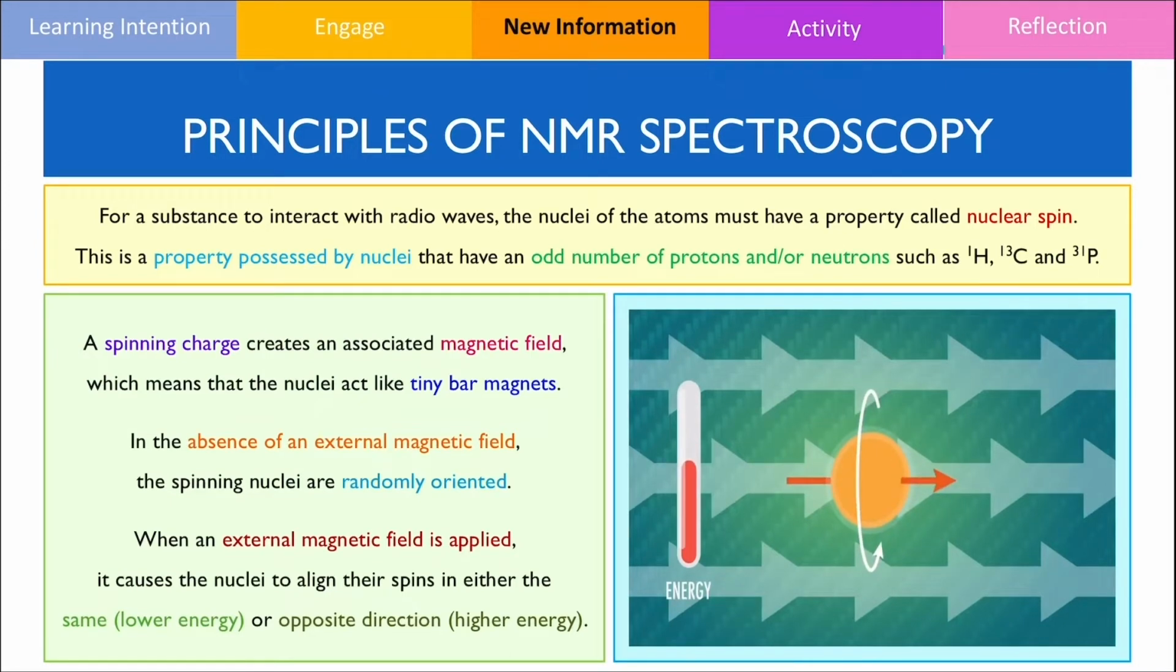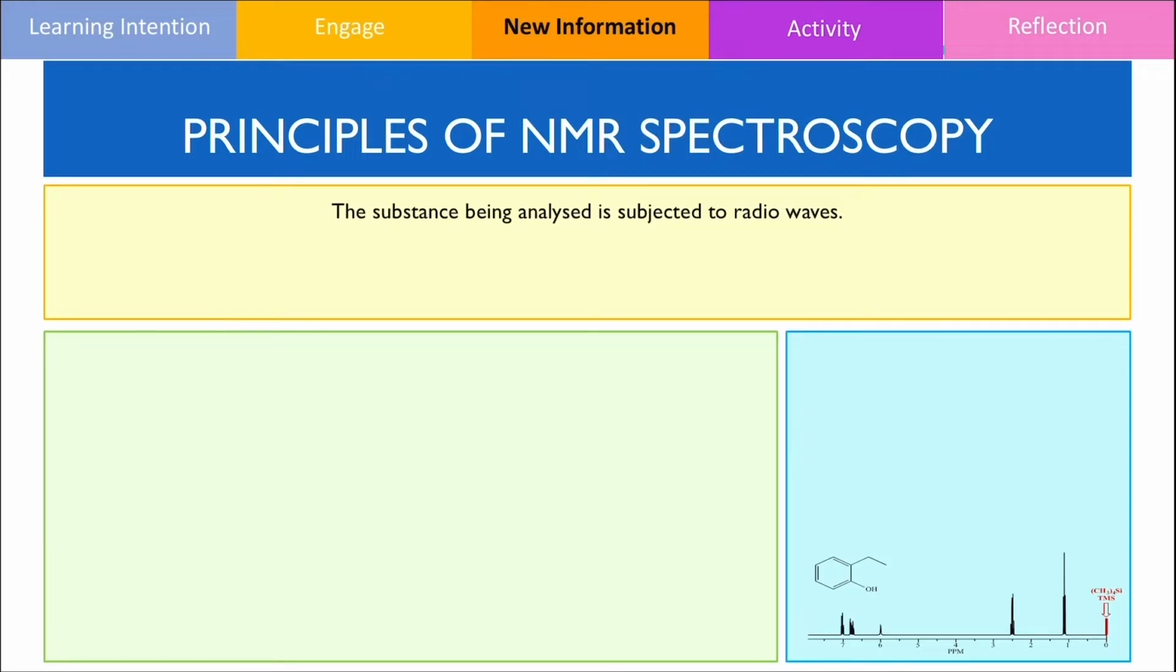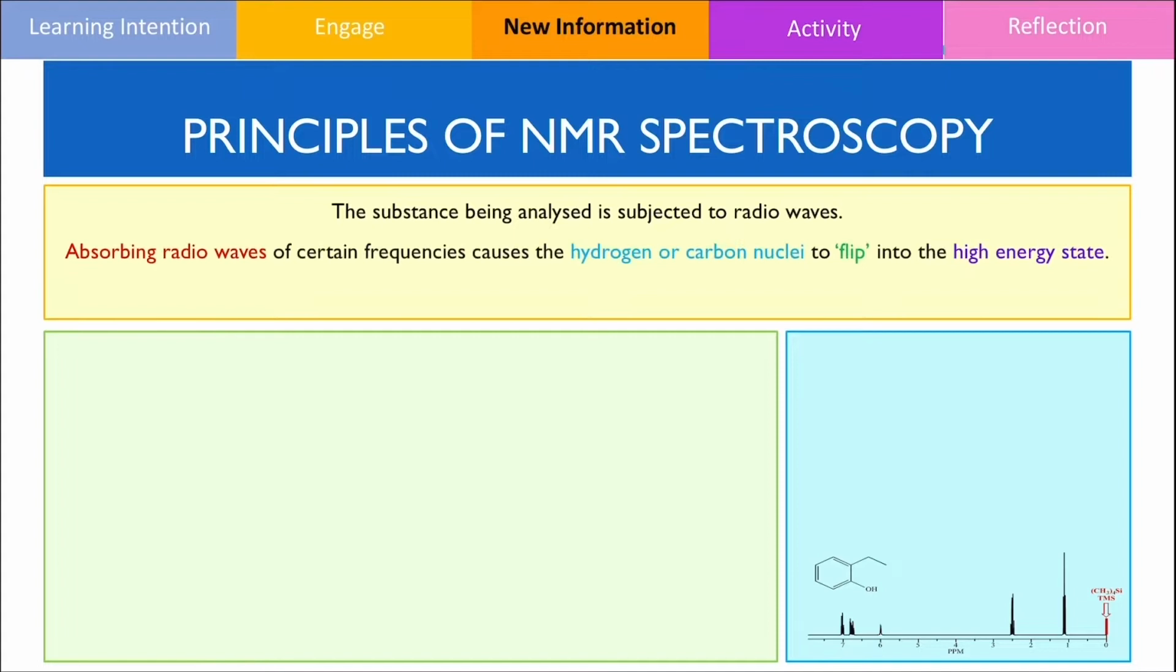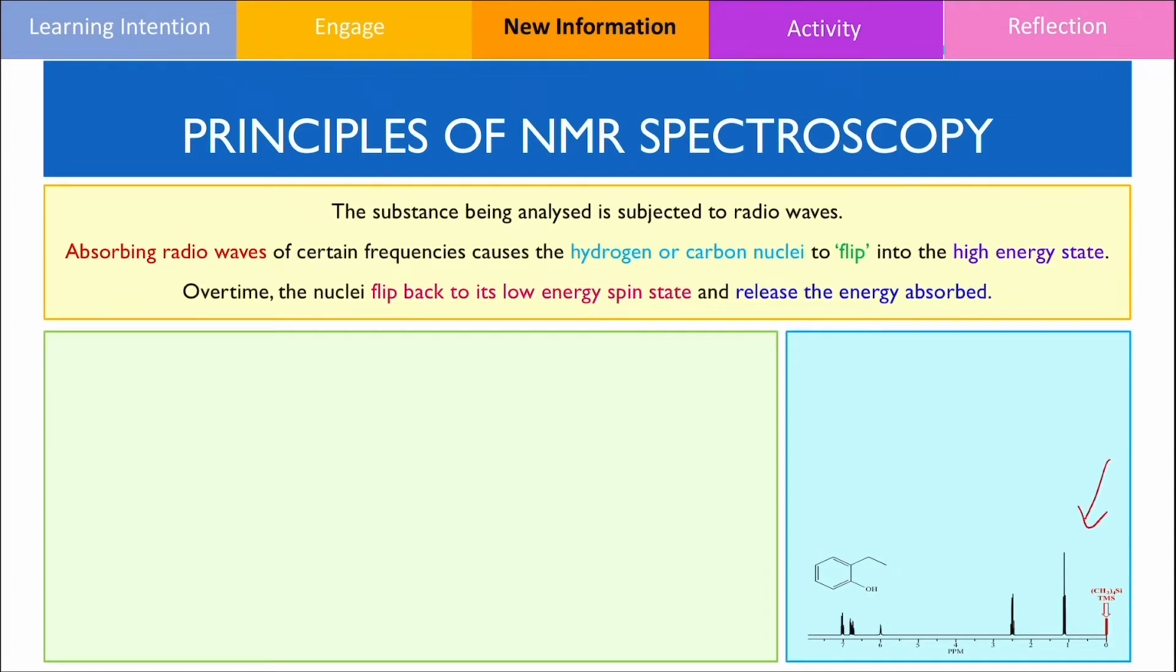So how does this involve spectroscopy? When we radiate the sample with radio waves, the sample will absorb radio waves of certain frequencies, which causes a nucleus to flip into a higher energy spin state. Shortly after, the nucleus flips back into its low energy spin state and releases the absorbed energy, which can be measured and represented on an NMR spectrum down below.